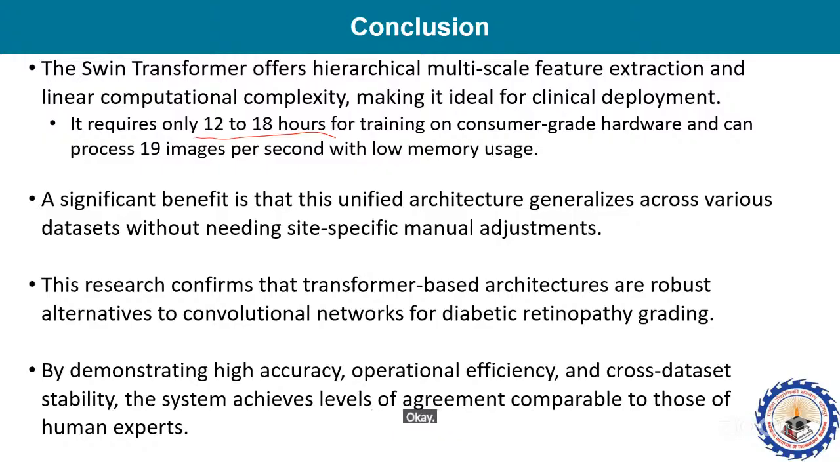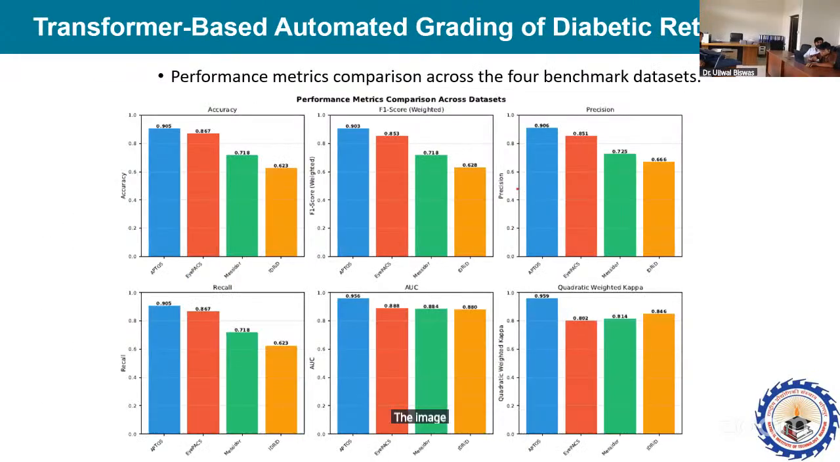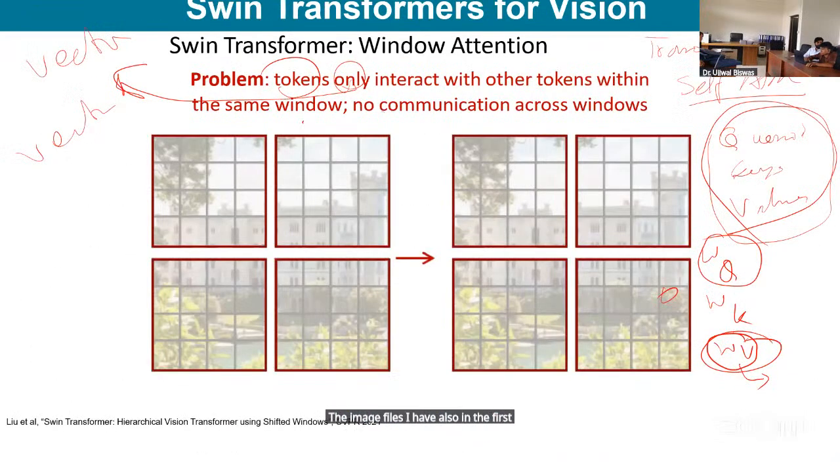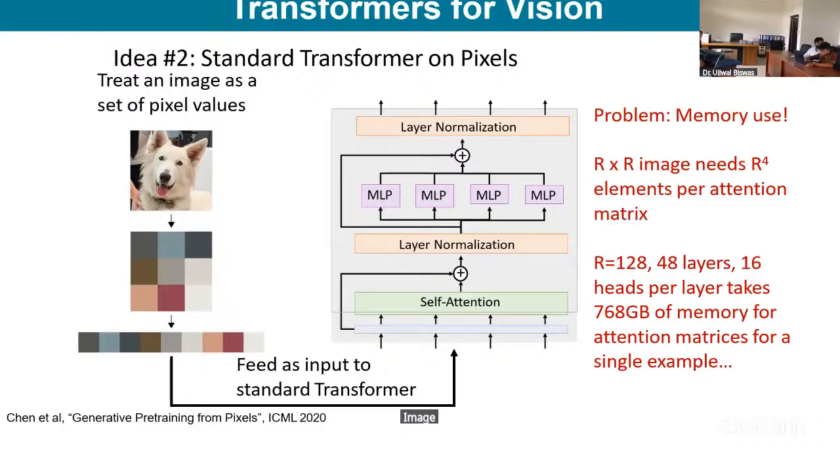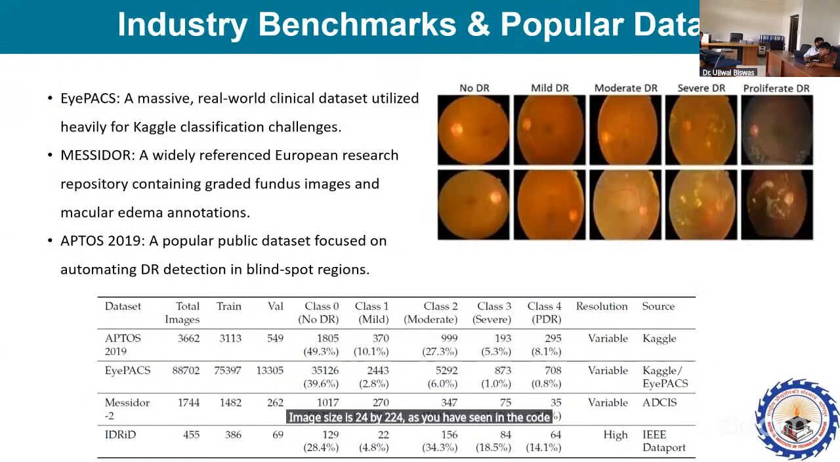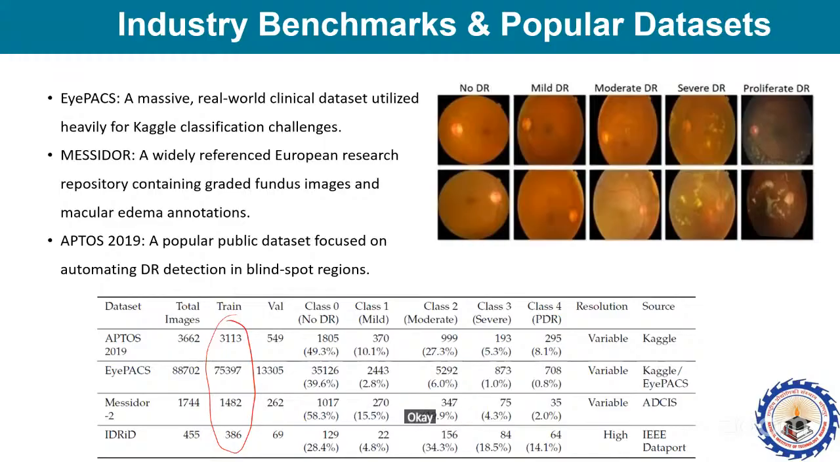For 224 size images, how many images were trained? Image size, I have already given in the first slide. Image size is 224 by 224, as you have seen in the code, and these many images were used for training and validation: 25,000, 3,000, 1,486 total. And without resizing, nothing can be done, right? We need that reduced size image.